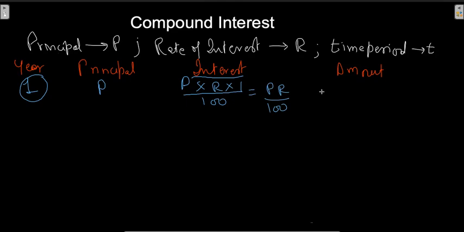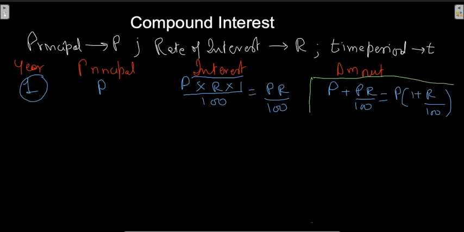Now, the amount. The amount is what? The principal plus the interest. So what is the principal? It's P. And what is the interest? PR over 100. Now, if we take P common, it becomes P times 1 plus R over 100, bracket closed. This is the amount which we calculated at the end of the first year.